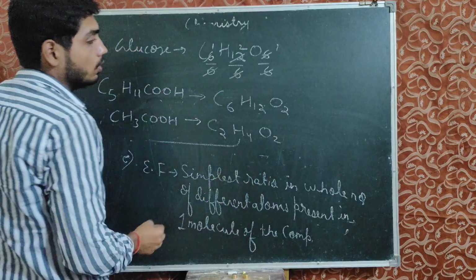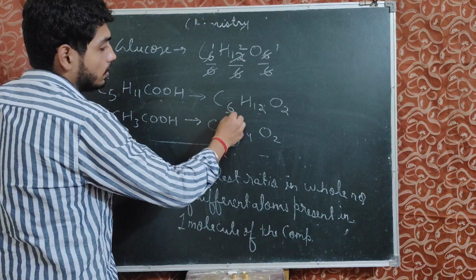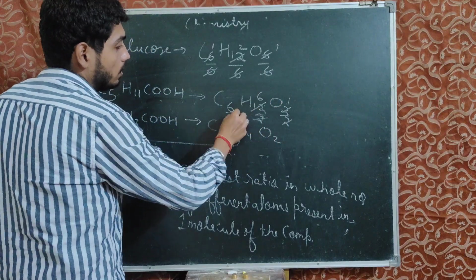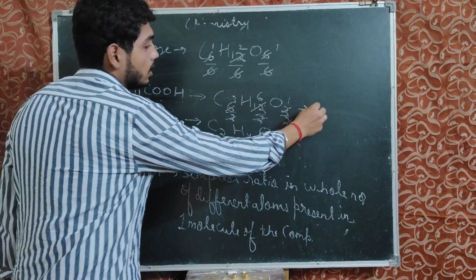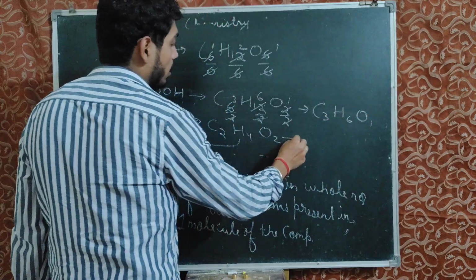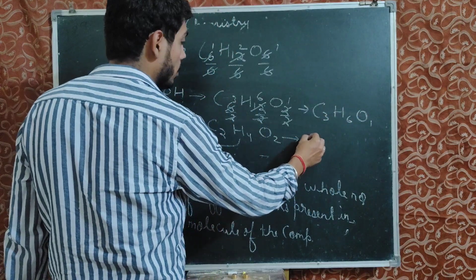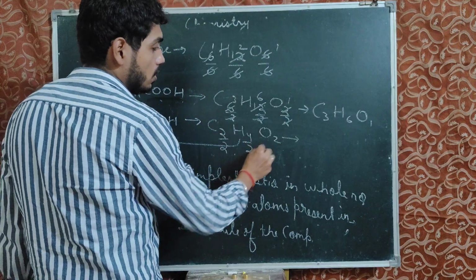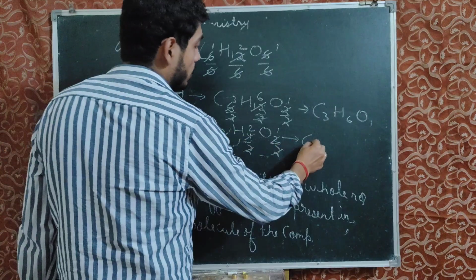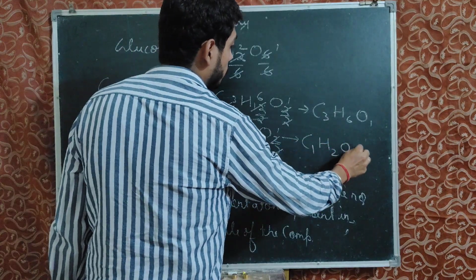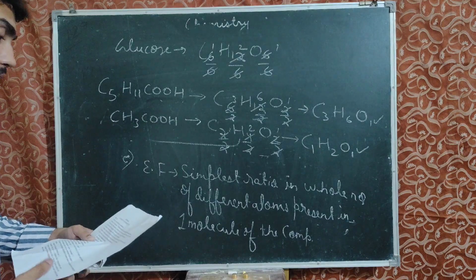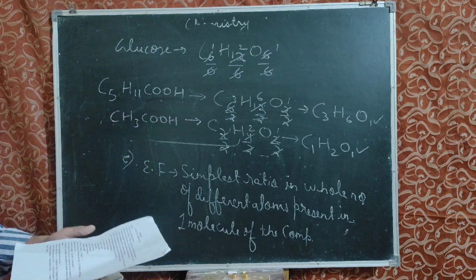Similarly, C2H4O2. Now, you can clearly see that both of them have a common factor of 2. Cut it. 2 1s are 2. 2 6s are 12. 2 3s. So its empirical formula comes out to be C3H6O1. And the empirical formula here is divided by 2: C1H2O1. As simple as that, and you will get 2 marks out of it, for the definition and the result.